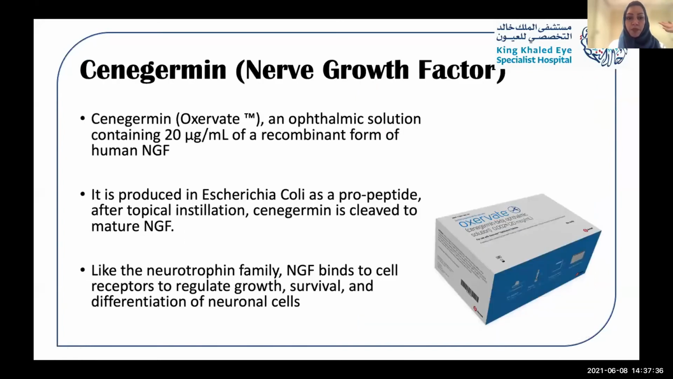We all know them. The new thing here is the nerve growth factor, known by the product name Oxervate. It's an ophthalmic solution containing 20 micrograms per ml of recombinant human nerve growth factor. It's produced in E. coli as a propeptide. Once you apply it to the eye, it becomes cleaved into the mature nerve growth factor, which binds to the cell and regulates growth, survival, and differentiation of the nerve cells.